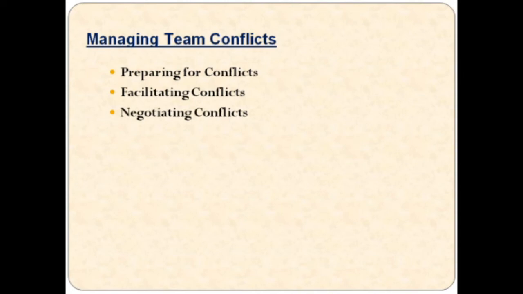The second technique is facilitating conflicts. Successful conflict management requires development of trust among the participants. If team members on one side trust members on the other side and believe everyone wants a fair solution, they are better able to negotiate a solution.